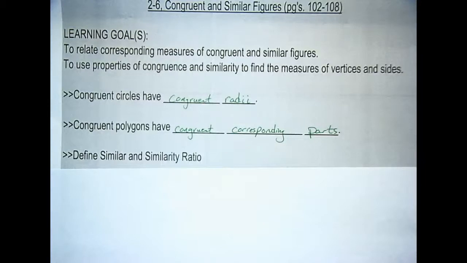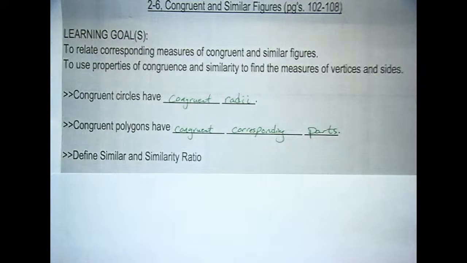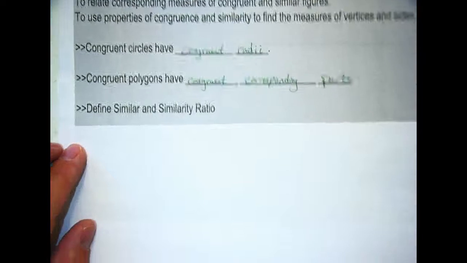What's corresponding mean? Like my right arm corresponds to your right arm. My left arm corresponds to your left arm. My elbow corresponds to your elbow. My knee bone corresponds to your knee bone. Heads, eyes and ears and mouth and head and shoulder, knees and toes.